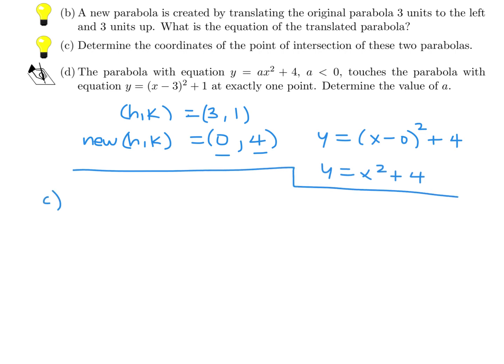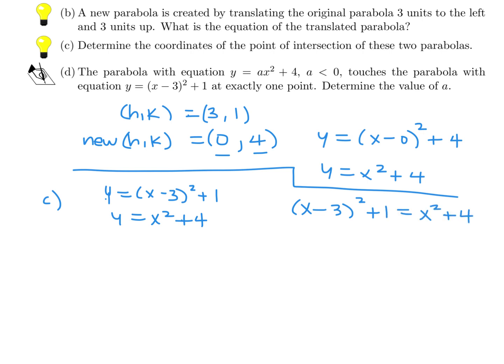All right, part C. We have to determine the coordinates of the point of intersection of these two parabolas. All right, no problem. So our first parabola was y is equal to (x minus 3) squared plus 1. And our second parabola was x squared plus 4. So if you want to find the point of intersection, you have to solve this equation, set them equal to each other. So (x minus 3) squared plus 1 is equal to x squared plus 4, like that.